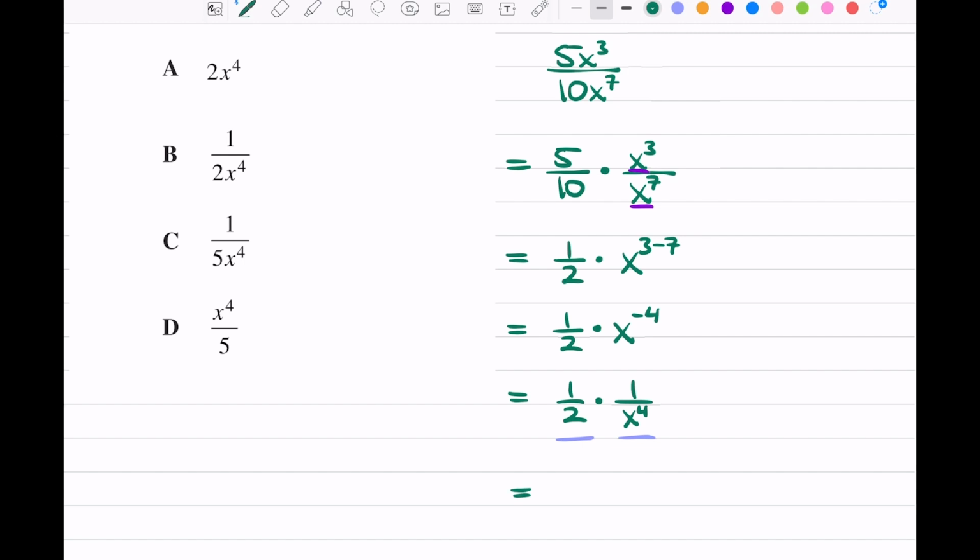Multiplying the pieces on the top, 1 times 1 gives us 1, and on bottom, 2 times x to the 4th is 2x to the 4th. This would be our final answer, and looking at the options, that matches option B.